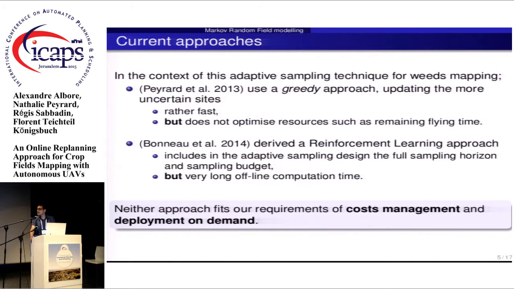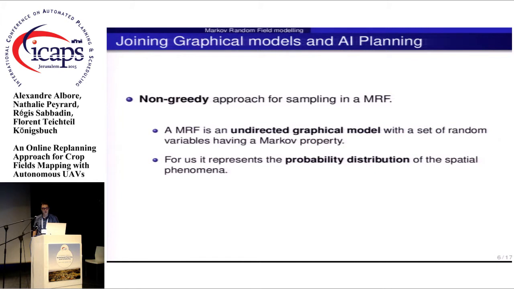Another approach, basically what Mathieu Bonneau did in his PhD thesis, was using reinforcement learning to embed as well the constraints on the adaptive sampling, but this approach requires a huge offline calculation time. And we want to have a tool that can be deployed on demand, so it's still what we don't want.